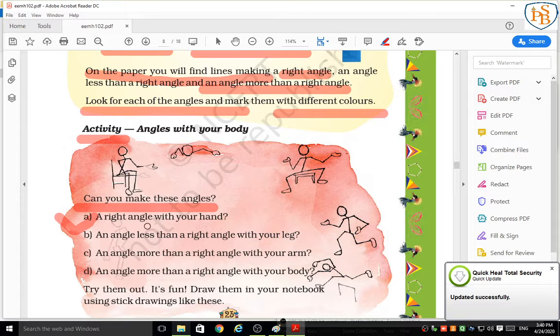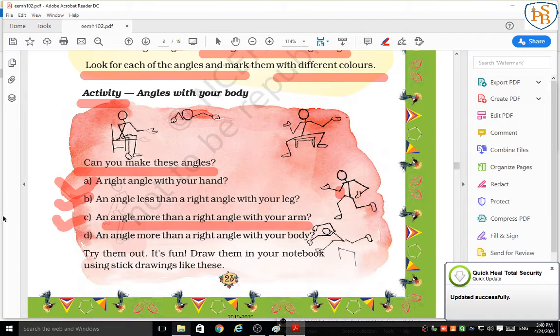Can you show me, students, a right angle? You can see over here. Correct? Right angle with your hand. Good. Then next, an angle less than a right angle with your legs. Angle less than a right angle with your legs. Then an angle more than a right angle with your arm. With the help of your arm, here you have to make one angle which is more than a right angle.